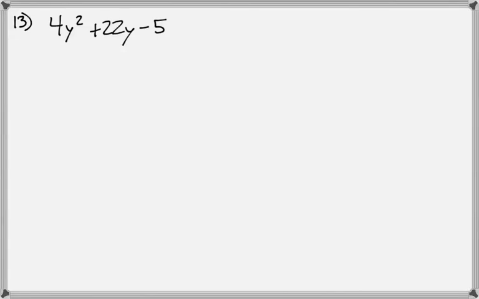On question 13, we're asked to factor the trinomial completely. So my first step is to try and factor out a GCF, if there is one. And there's no number that divides evenly into 4, 22, and negative 5. So I can't take out any numbers, and they all don't have variables. So there is no GCF. So I'm ready to do the AC method.